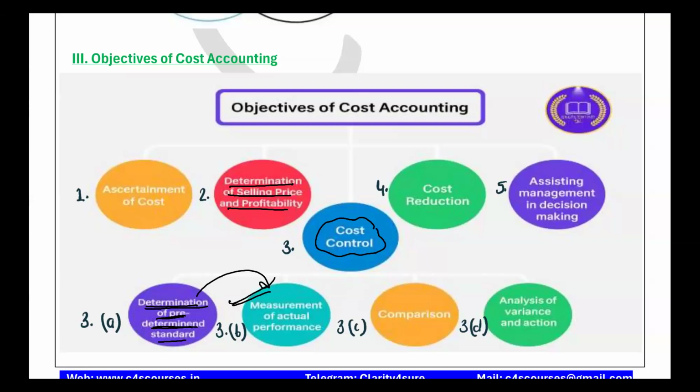If the measurement of actual performance is going good, then they will compare it with their competitors in the field of burgers, right? They will compare: at this price, our quality is crunchy, we are providing 5 rupees more, but our quality is crunchy and everything. Is it clear? Now, at the last step, they will analyze variance and take action. After the comparison, they will understand the variance.